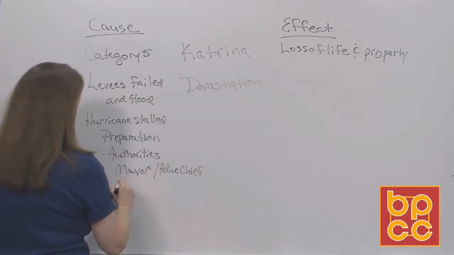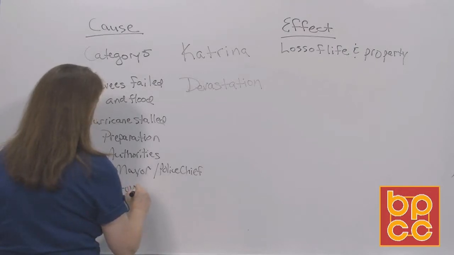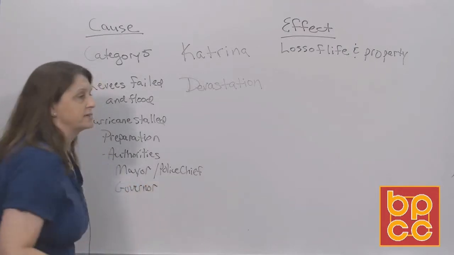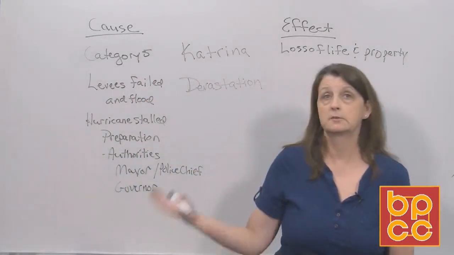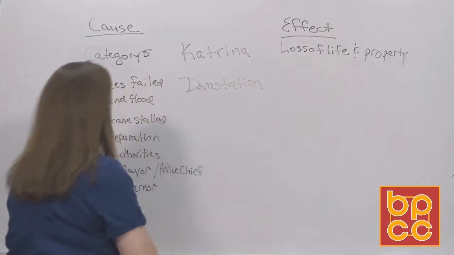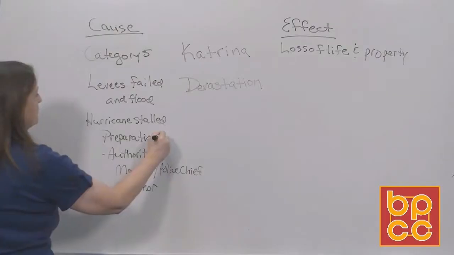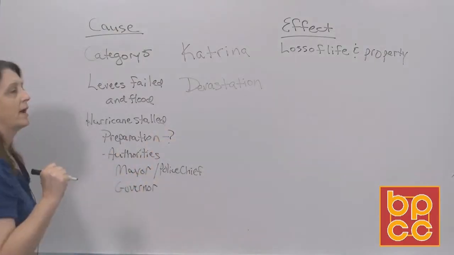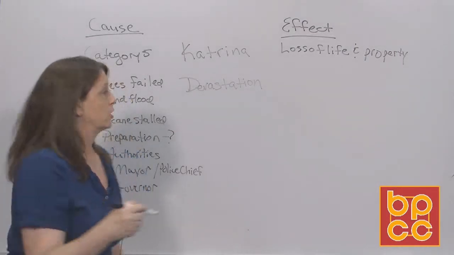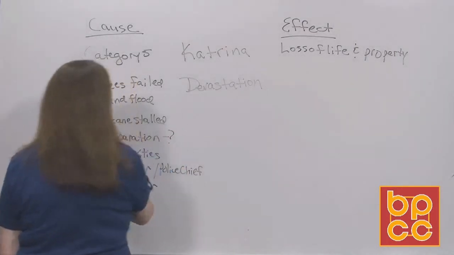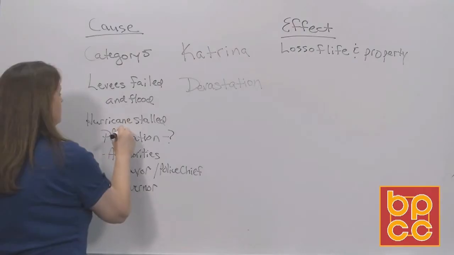All right, we also have the governor. Certainly, you know, the governor of Louisiana would have a level of responsibility when a giant hurricane is about to come ashore. So we have the authorities. We're wondering, how much preparation did they do? All right, we know that because of the devastation that did occur, there was not enough preparation. So you would say, not enough.